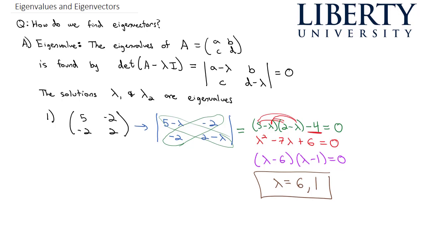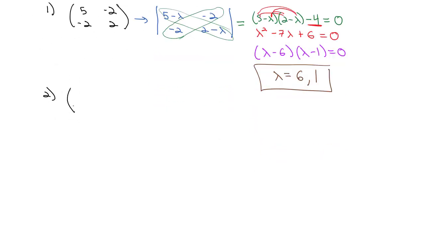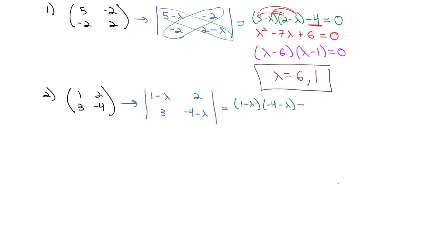Let's do one more example. Let's find the eigenvalues of the matrix 1, 2, 3, and -4. Again, we're going to set up a determinant where the top left and then down the diagonal gets a minus lambda. So 1 minus lambda, 2, 3, and -4 minus lambda. Multiplying the diagonal, we'll have 1 minus lambda times -4 minus lambda, minus the other diagonal, which is 3 times 2 of 6. And that's going to equal 0.